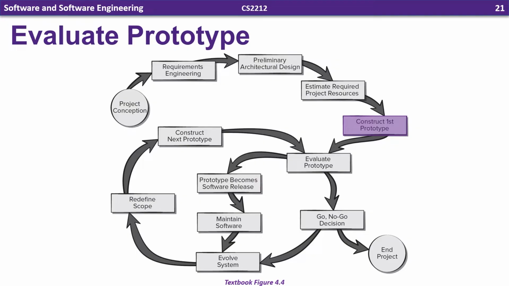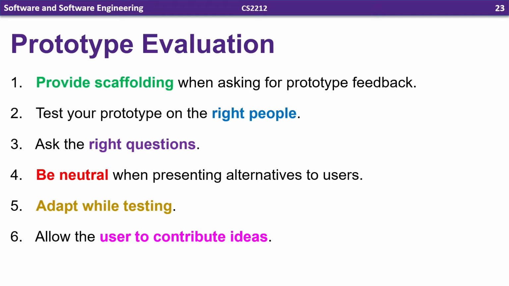So after we've constructed our prototype, we now have to evaluate that prototype. This should be something that's done with the stakeholders because it's their evaluation that's really going to matter here. Instead of just giving the prototype to the stakeholders and saying, what do you think? We want to provide some scaffolding for asking for feedback. So we want to use a form or something like that to make the feedback more structured.